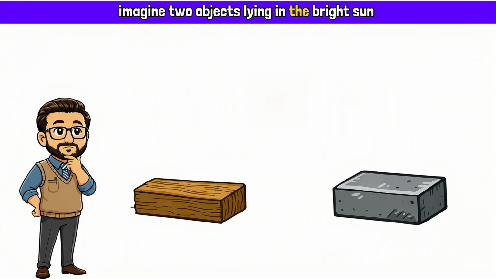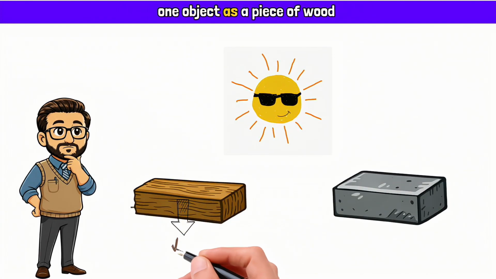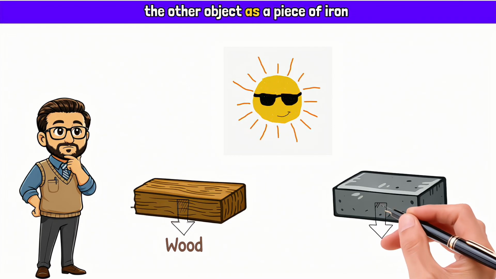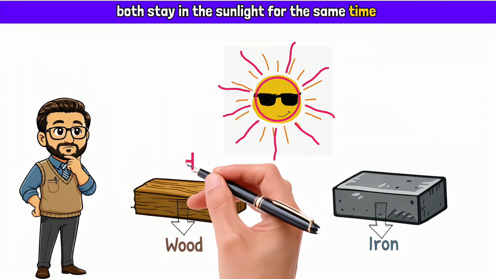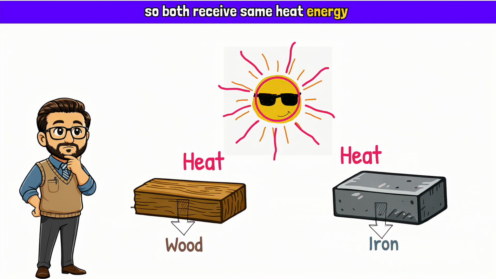Imagine two objects lying in the bright sun. One object is a piece of wood. The other object is a piece of iron. Both stay in the sunlight for the same time. So both receive the same heat energy.